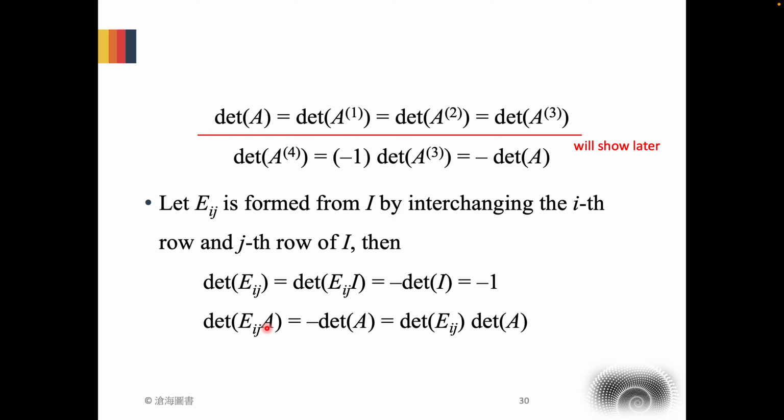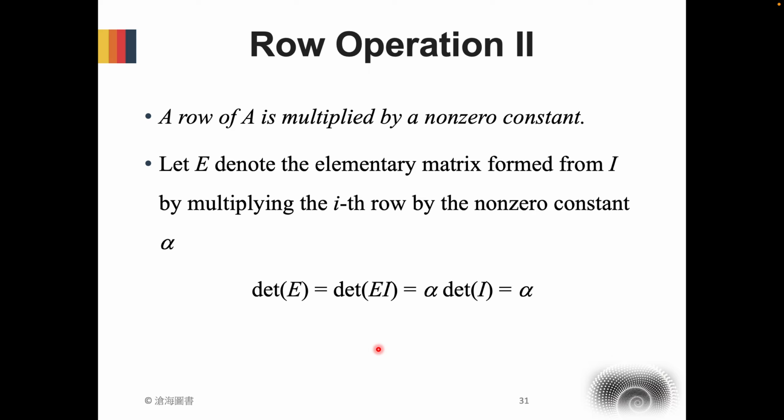If we multiply two non-singular matrices, we will prove that later. In this case, if we interchange two rows of matrix A, it will change the sign of the determinant of A. So this is what we know for row operation number 1. That will make a sign change.